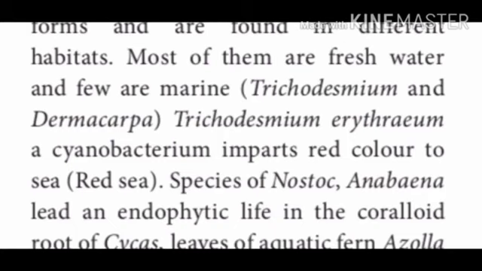This cyanobacterium is actually called blue-green algae. Blue-green algae is supposed to give a blue or green color, but here they produce a red color. As this cyanobacterium grows in the sea water, because of the growth of Trichodesmium erythraeum, the sea looks red in color. Actually the water is not at all red, but the organism, the cyanobacterium growing in the water, gives a red color to the sea. Therefore the sea is named the Red Sea.